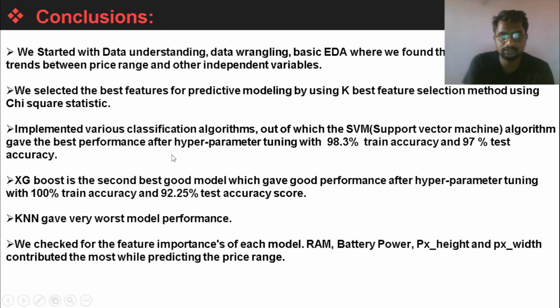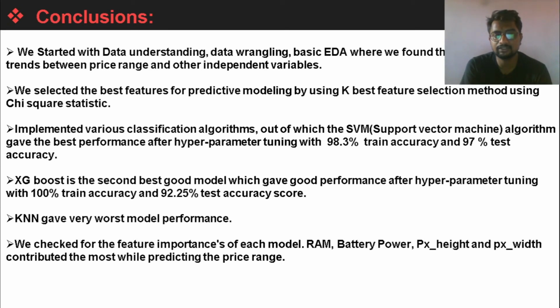So these are the final conclusions for our whole project. We started with data understanding, data wrangling and basic EDA, where we found the relationship trends between price range and other independent variables. We selected the best features for predictive modeling by using the k-best feature selection method with the chi-square test statistic.